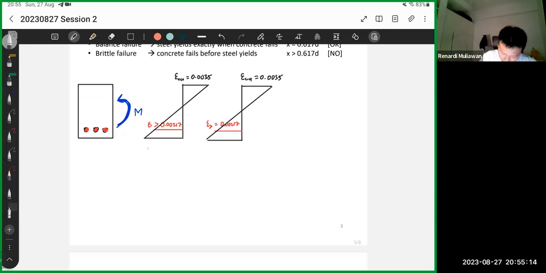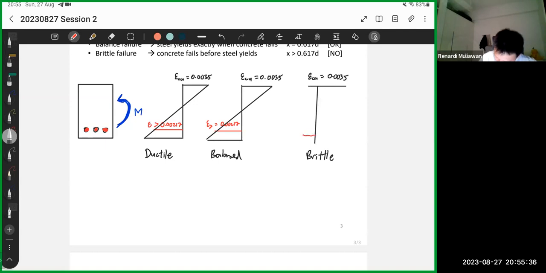So I'll write it down. This one is ductile. This one is balance. This one is brittle, the last one is brittle. So for brittle, again, at the top we assume it's 0.0035. Then we assume the strain, so this strain, I'll exaggerate it a little.